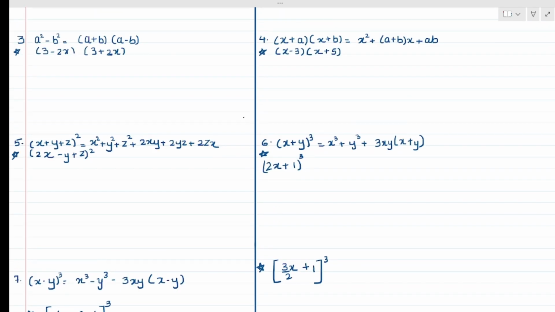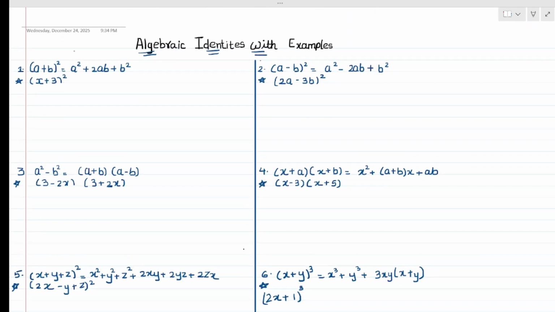The first identity we are going to start with is (a plus b) the whole square equals a square plus 2ab plus b square. Repeat after me. (a plus b) the whole square equals a square plus 2ab plus b square. Let's see this identity with the help of an example.